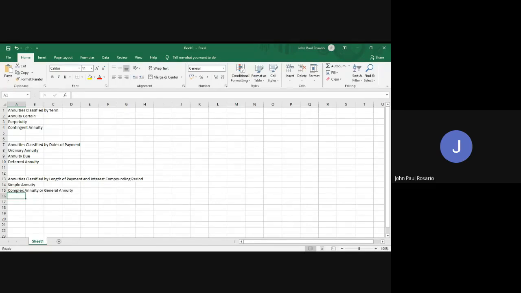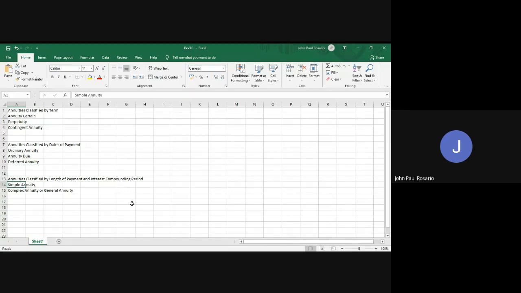Can you still hear me? Yes, sir. Okay. What's the difference between the two? When we say simple annuity and complex annuity or general annuity? Simple annuity, sir, kay coincide siya sa interest compounding periods. Okay. So, simple annuity means ang imuhang periodic payment, kung ang imuhang compounding interest is monthly, so monthly interest is compounded monthly. So, kung compounded monthly, meaning imong annuity payments pod is monthly.